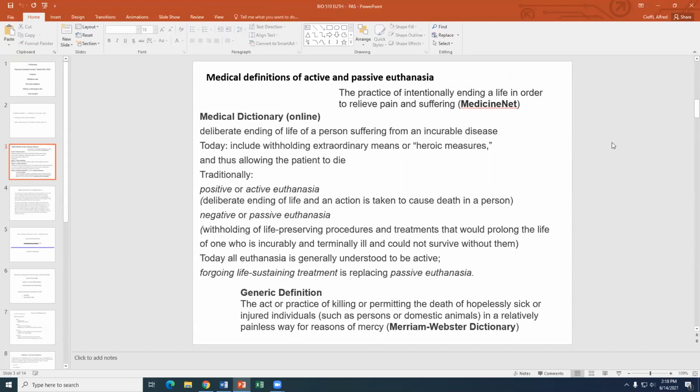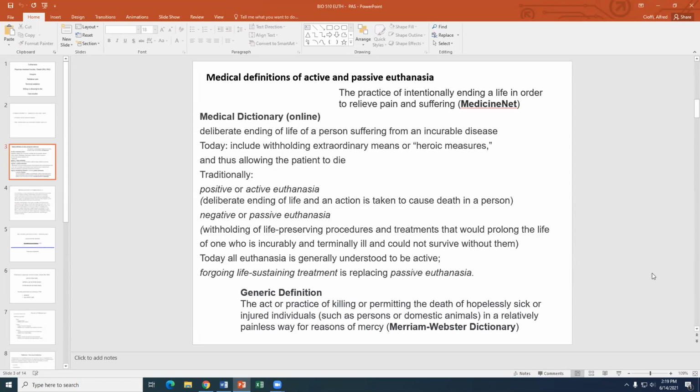So in principle, a good intention, but it's intentionally ending a life, right? In other words, it's not really allowing a person to die, but it's actually killing the person. Mercy killing is another euphemism that is used, okay? Or like in the area of pets, putting them to sleep, right? But it's a permanent sleep.